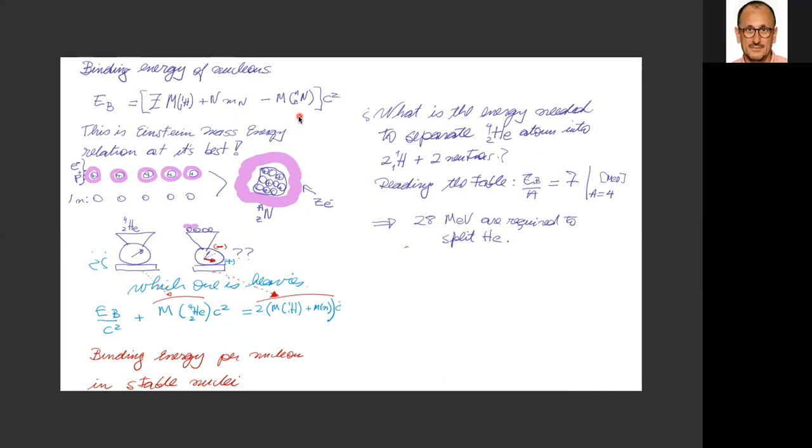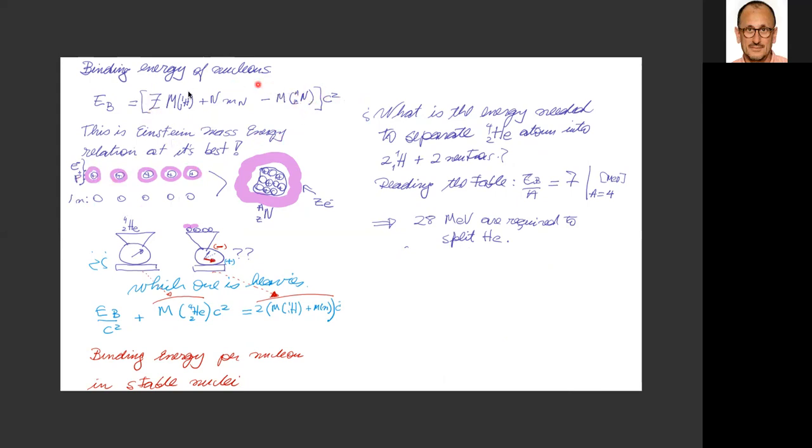So how do you do that? You actually have to deliver energy to it. So you put enough energy to it to separate it in all of the pieces. This is what I'm showing you here. So you need to put an energy in.